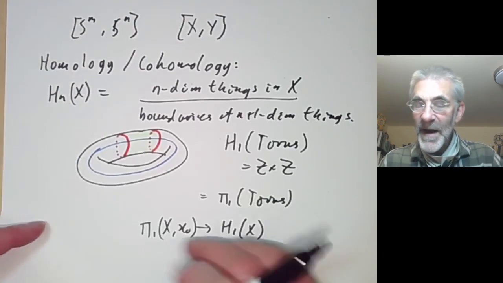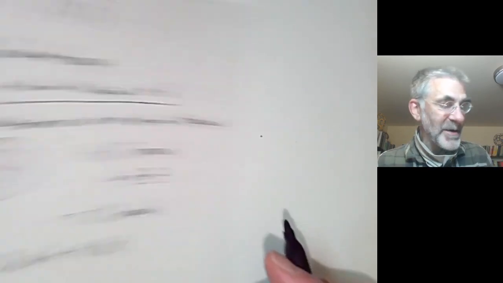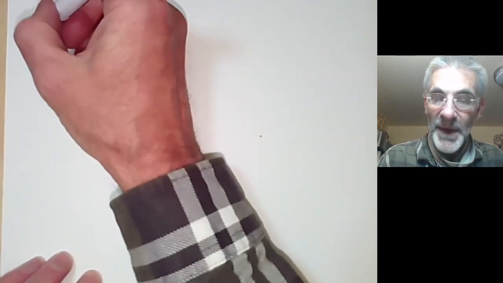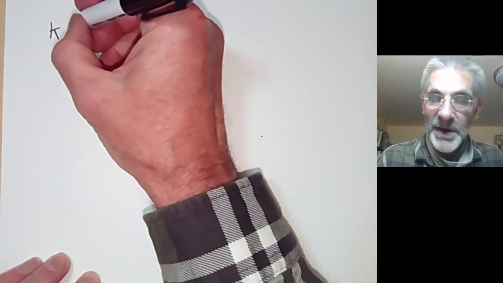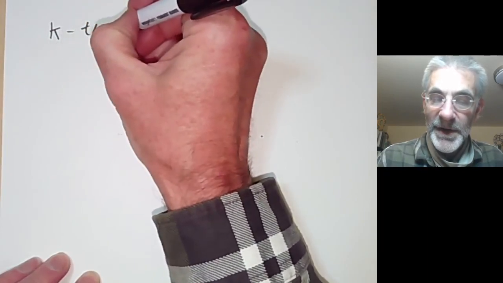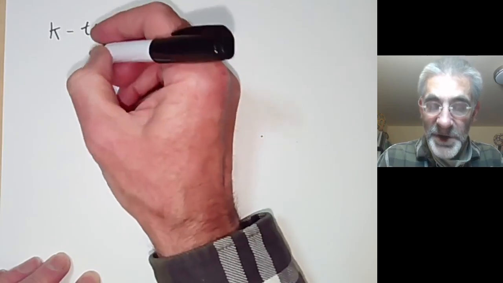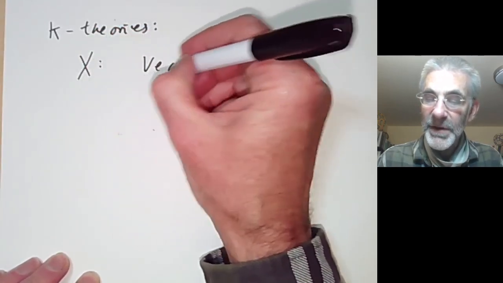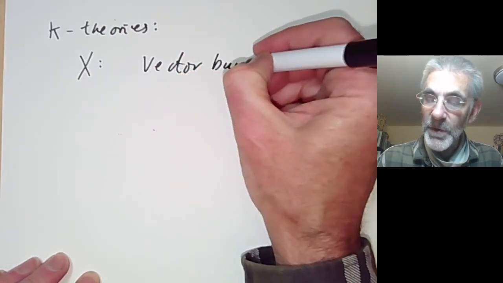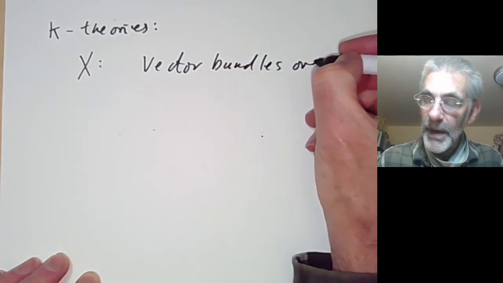There are several variations of homology and cohomology groups, because you can do things like take homology groups and cohomology groups with coefficients that I'll be talking about later. Another example of generalized homology theories are so-called K-theories. So the geometric meaning of K-theories is, if you've got a space X, we look at all vector bundles over X.